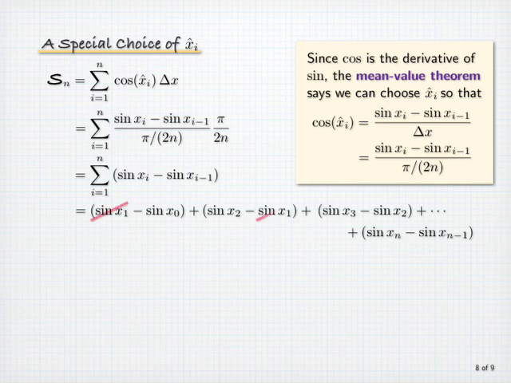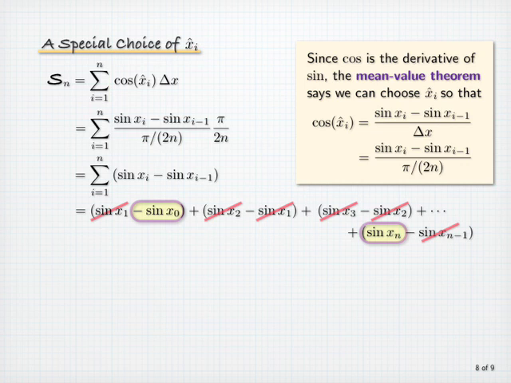We have sine of x1 minus sine of x1, which equals 0. We have sine of x2 minus sine of x2, which is also 0. We have sine of x3 minus the sine of x3, and so on, until finally we have sine of x_{n-1} minus the sine of x_{n-1}. So the only remaining terms are minus sine of x0 and sine of xn. A sum of this type is often called a telescoping sum.